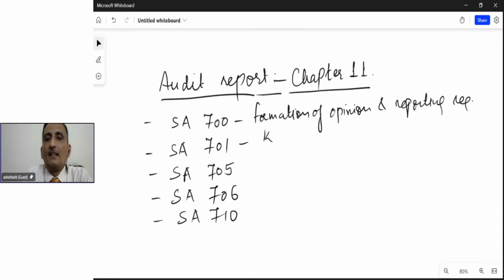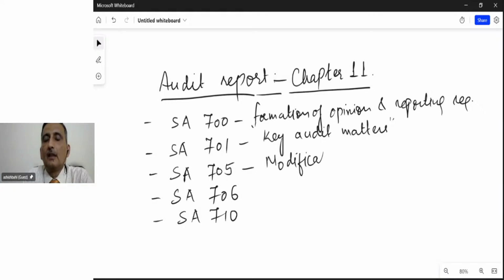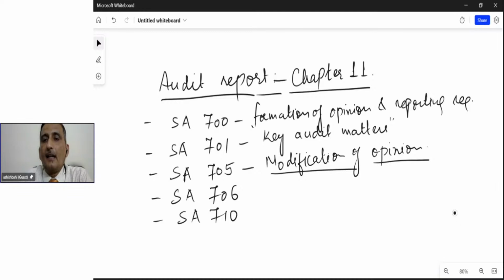SA 701 is about key audit matters. When it comes, we will discuss what key audit matters are. SA 705 relates to modification of opinion. So guys, in all these chapters, you have learned that an auditor may have to modify his opinion. What are the circumstances where an auditor would have to modify his opinion? Where he is not in a position to give a clean audit report to the company. So modification means that he is not giving a clean chit to the company. He has some reservations, some qualifications to make, or he may give an adverse opinion. SA 706 relates to emphasis of matter paragraph and other matter paragraph. This we shall also be discussing later on.